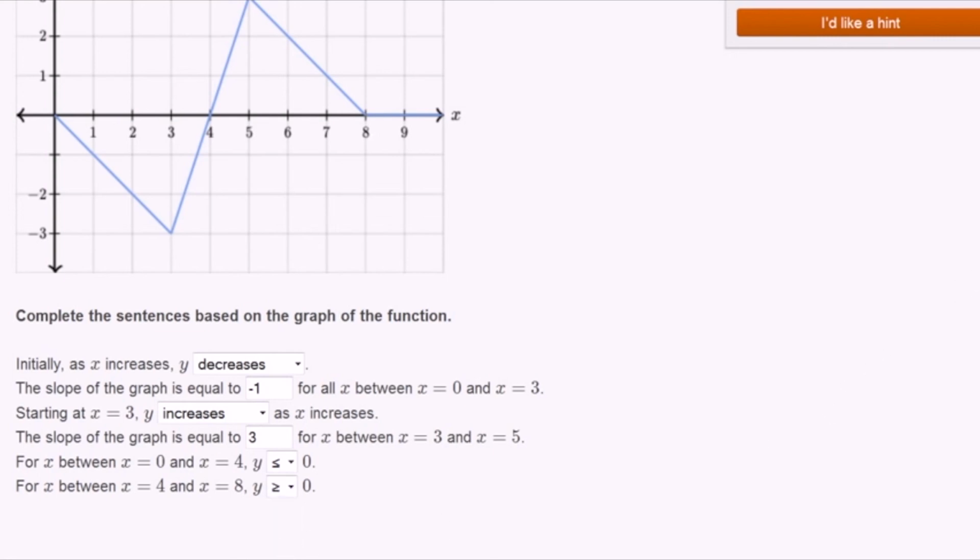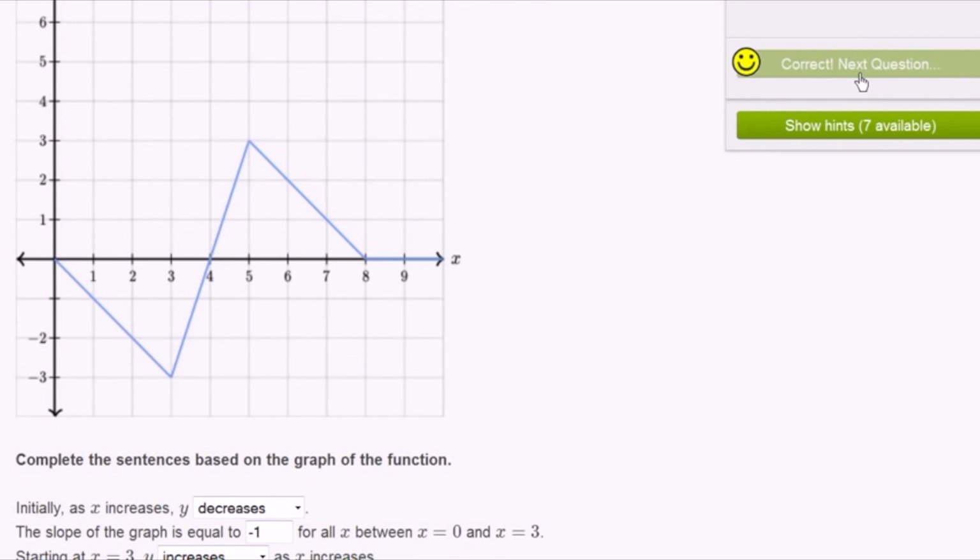So let's make sure that we got it. We didn't make any careless mistakes here. Let's check our answer. We got it right.